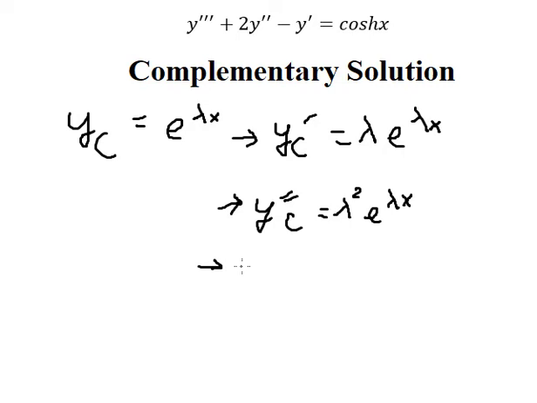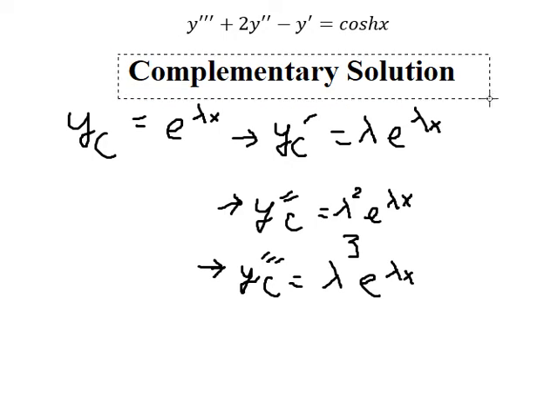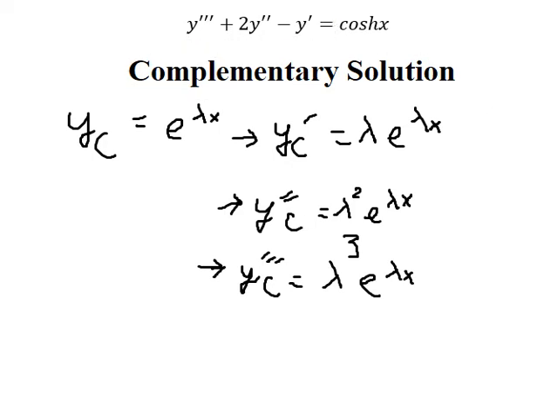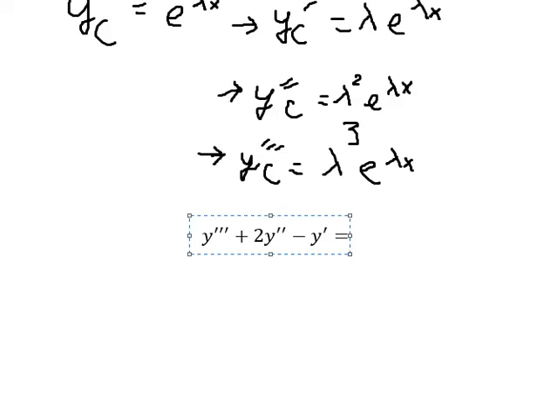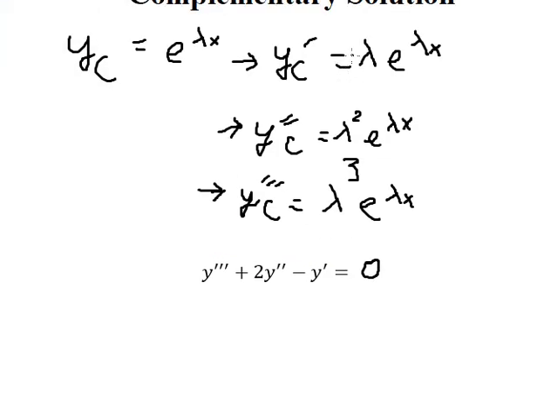Now we go to the second derivative, and the third derivative. Because this is about the complementary solution, this equals number 0. Now I will put this one in here, this one in here, and this one in here.